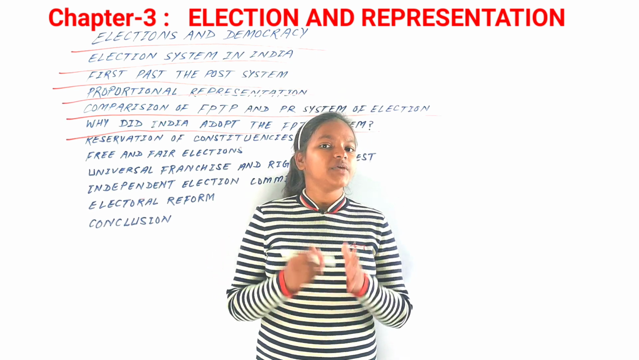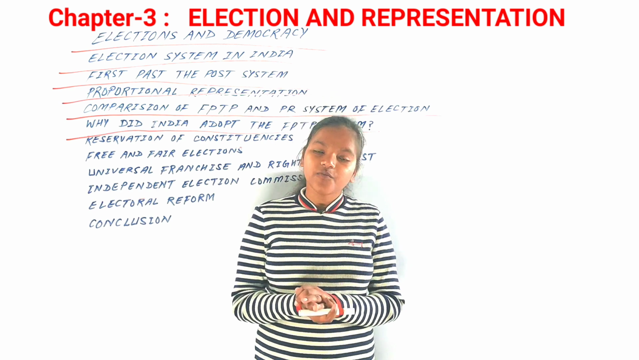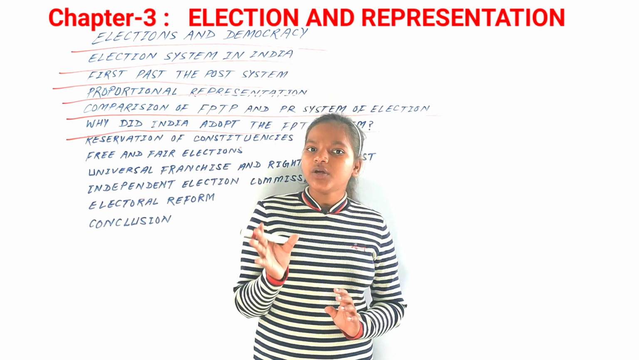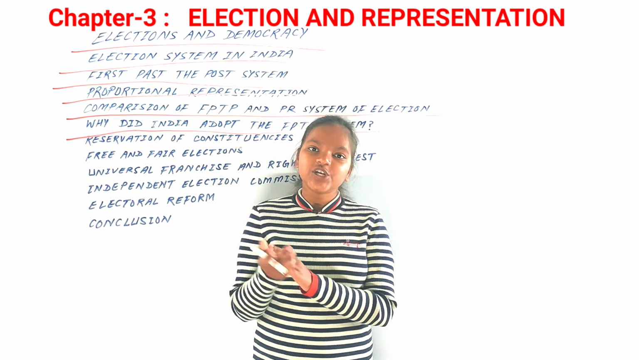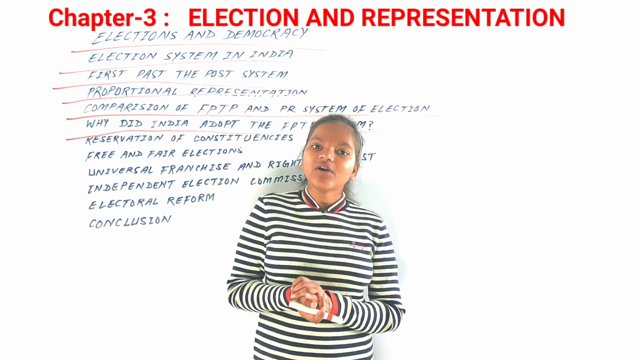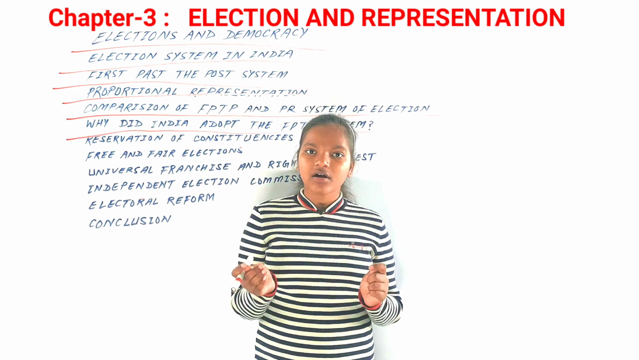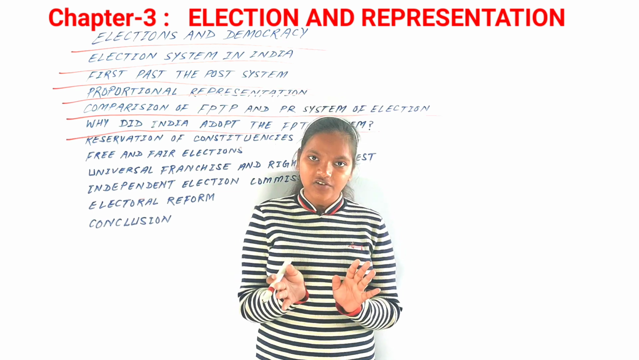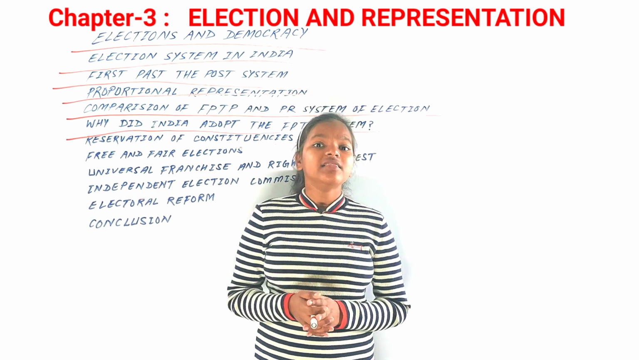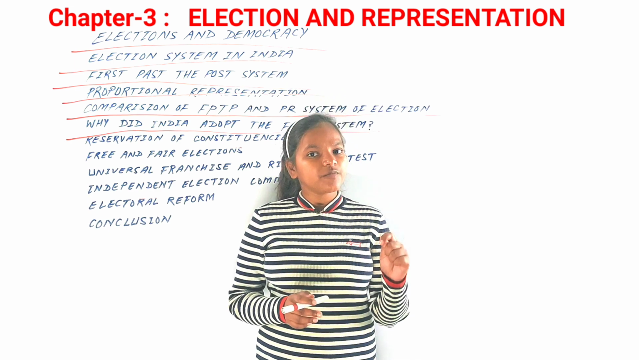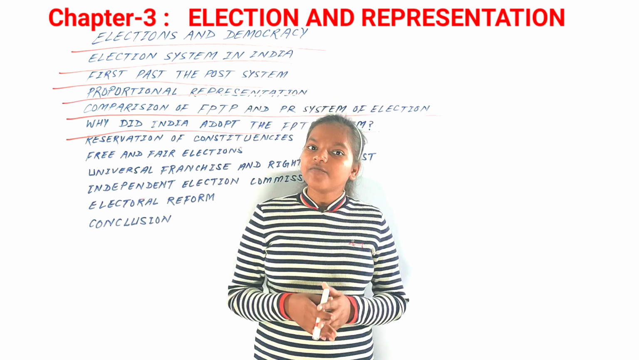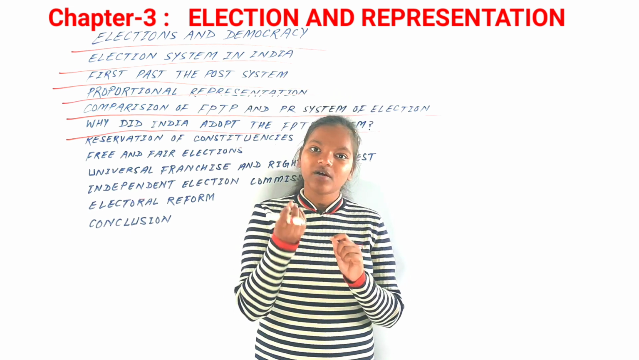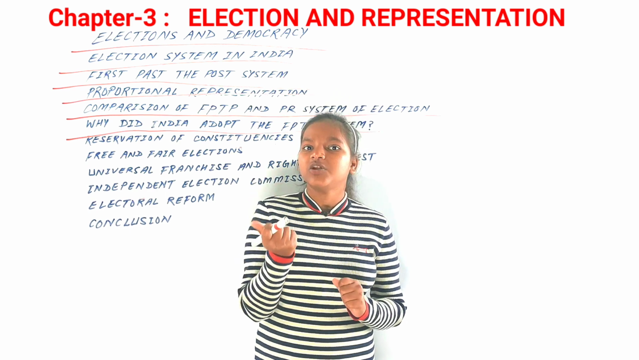Because if the PR system was in India, then every community would start forming their own nationwide parties. Suppose in our country there are only three communities, A, B and C. Then people from community A would start their nationwide party, people from community B would start their nationwide party, and people from community C as well.